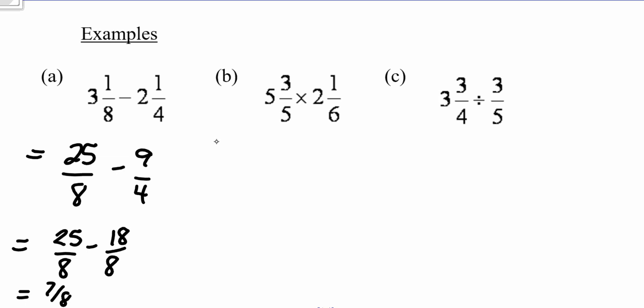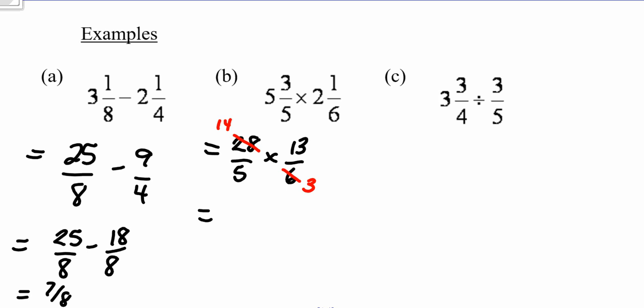This one, again, same thing. We're going to turn it into an improper fraction first. So 5 times 5 is 25, plus 3 is 28. 2 times 6 is 12, plus 1 is 13. Because those are really large numbers, 28 times 13 is perhaps a little difficult to do in your head, so you could cancel here. For example, 2 goes into 6 3 times, and 2 goes into 28 14 times.